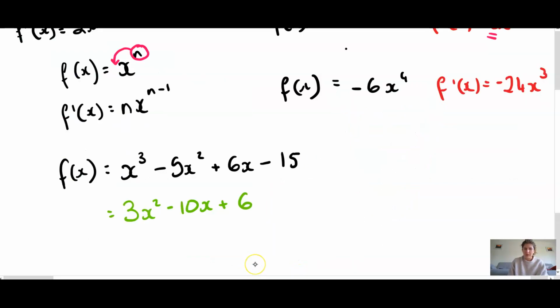If we look back onto here, this is where we're up to. So that 15 just gets cancelled out. That's not included in our derivative. So our derivative ends up being f dash of x equals 3x squared minus 10x plus 6.